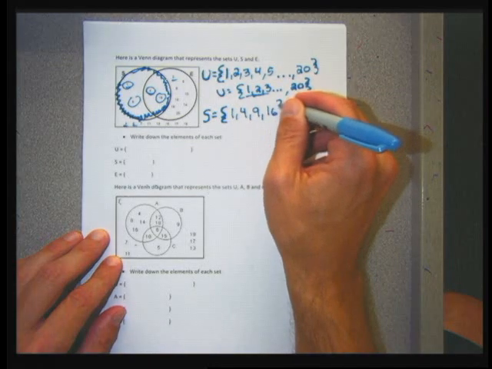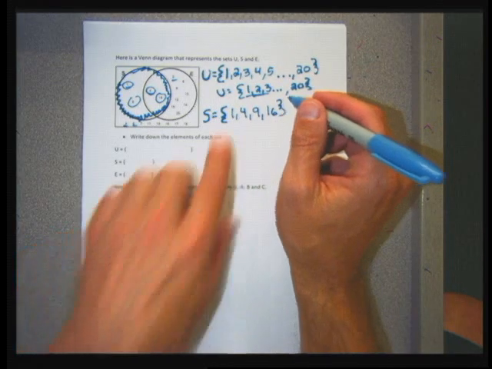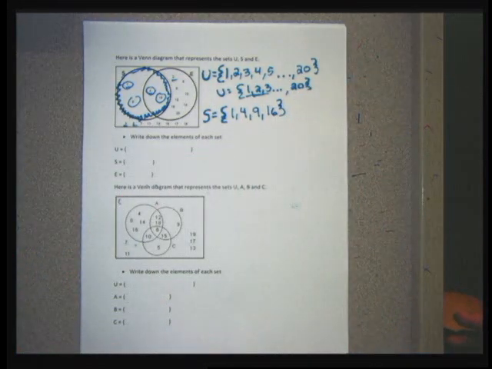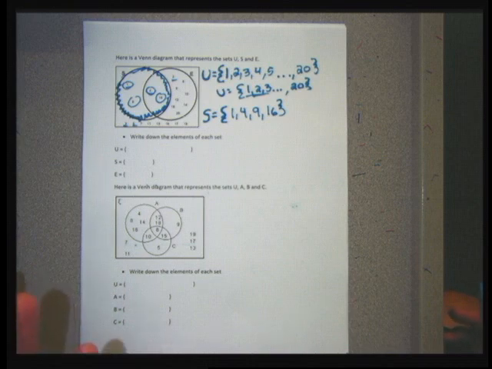The reason S is called S is because the numbers 1, 4, 9, and 16 are squares. 1 squared is 1 times 1. 4 is a square because it's 2 times 2. 9 is a square because it's 3 times 3. 16 is a square because it's 4 times 4. The next square is 25, which is 5 times 5, but it's outside of this universe. So 25 isn't listed in the set S.